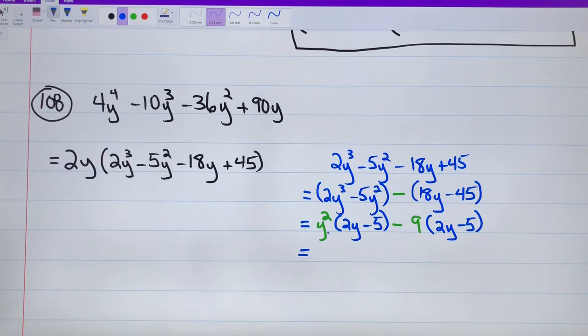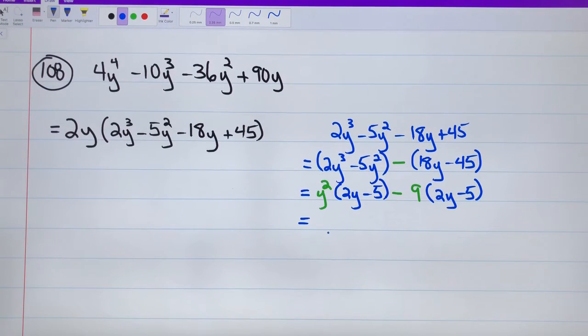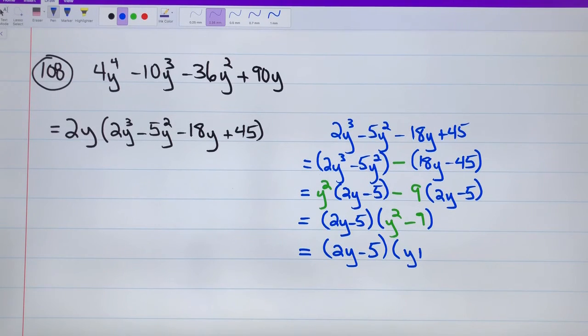And we have the common binomial 2y minus 5, times the quantity of y squared minus 9. And it turns out that for this second factor, we have a difference of squares. So for the complete factorization of this 4-term expression, we have 2y minus 5, and for y squared minus 9, we have the quantity of y plus 3 times y minus 3.